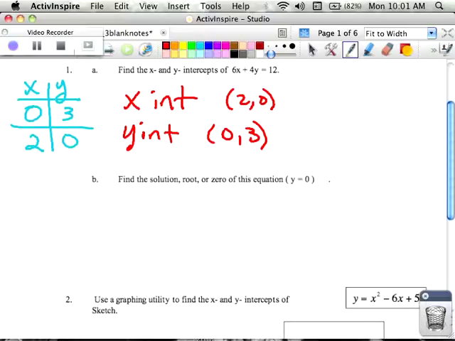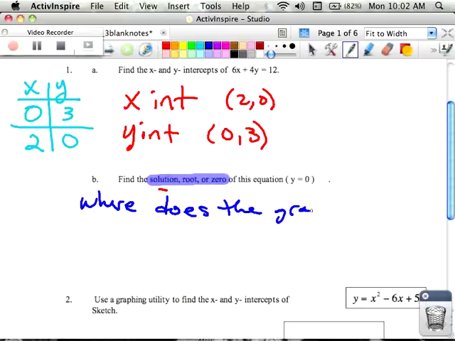So they say find the solution, root, or zero. Those three phrases mean the same thing. This really is talking about writing down the answer in a different way. It's the same answer. And so this is basically all three of these things that you see. Solution, root, zero, are all talking about where does the graph cross the x-axis? For math people, this is a very curious thing.